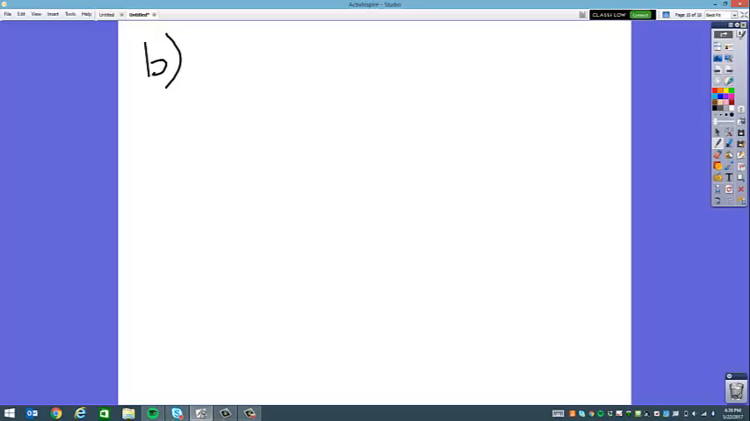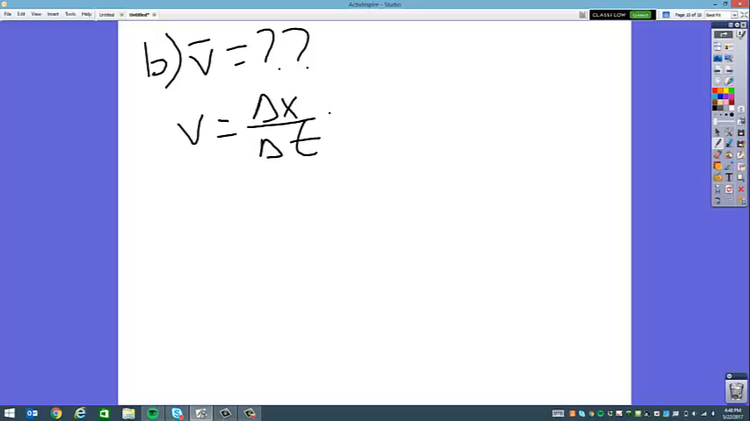Okay, then for part B, part B wants to know what is your average velocity. Your average velocity, you cannot just add your two velocities together and divide by 2. It's not how it works. By definition, average velocity is delta x over delta t. So you look at how far did you move altogether. It's all in the same direction. Also check the unit, so your answer that it wants for this one is in kilometers.